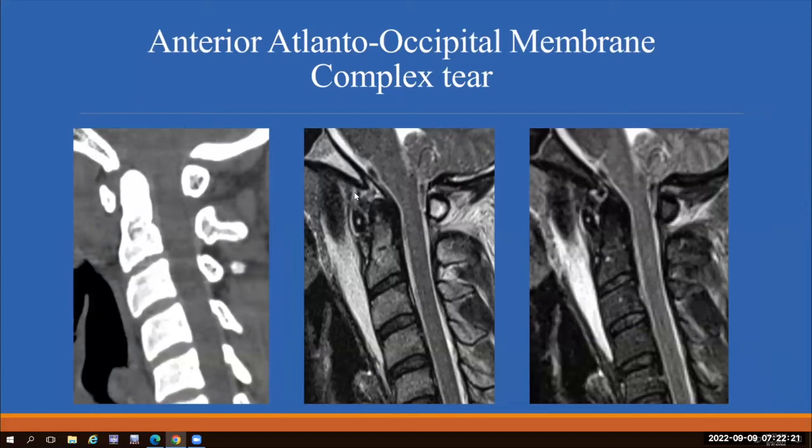This was another example, the soft tissue fullness here at the C1-2 level. Again, we look at this and we're like, oh no, that's not normal. The patient needs an MRI to look at the ligaments here, and they have an anterior Atlanto-Occipital membrane complex tear again. Both the Atlanto-Occipital membrane and the Atlanto-axial membrane are torn in this patient. So up here and down here.